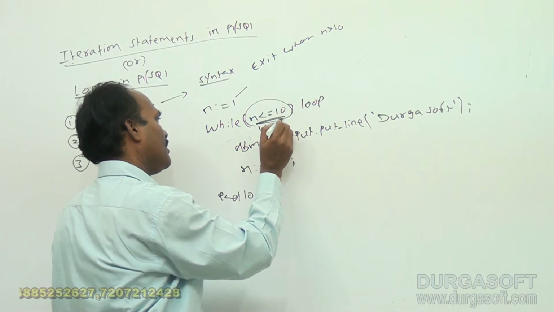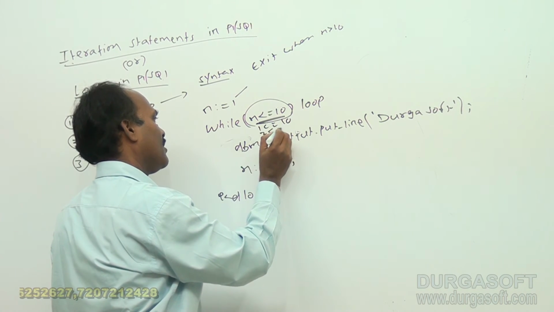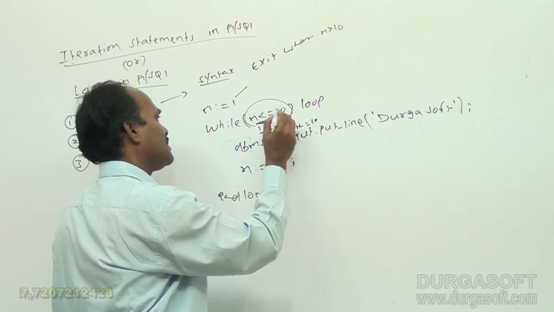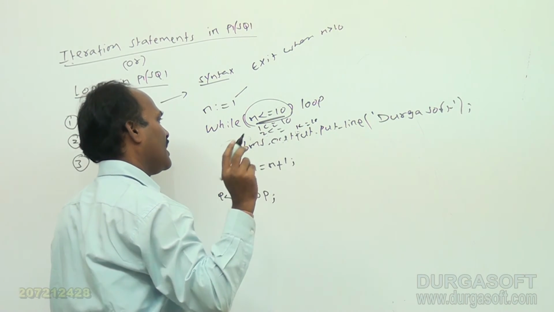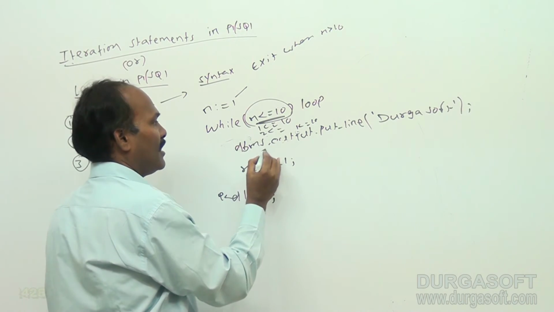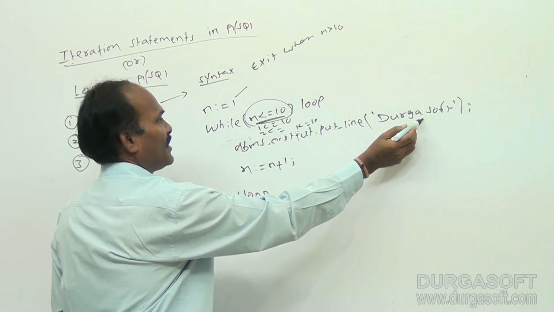1 is less than or equal to 10. 2 is less than or equal to 10. 10 is less than or equal to 10. 11 is less than or equal to 10. The condition is checked one more time than the body is executed. Here, DURGASOFT is printed 10 times.